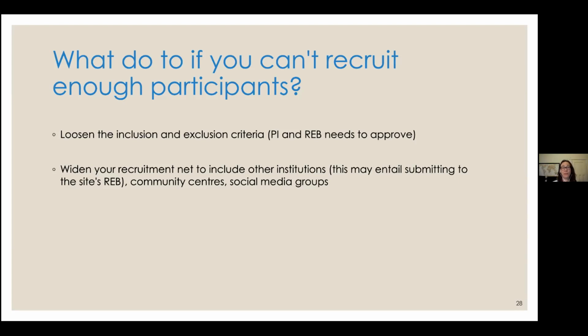Or maybe shorten some of those questionnaires. Do you need all of them? So things that you guys can discuss. You also might want to widen your recruitment net, so looking at going multi-centered. If there are other institutions that have a large population that you can recruit from, community centers, social media groups. And this obviously does require an amendment in the REB as well.